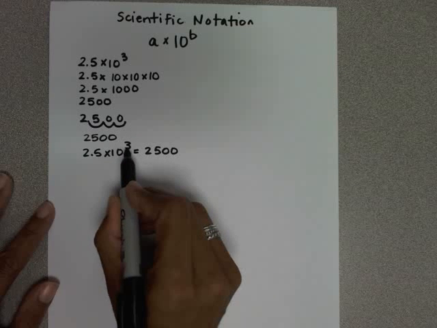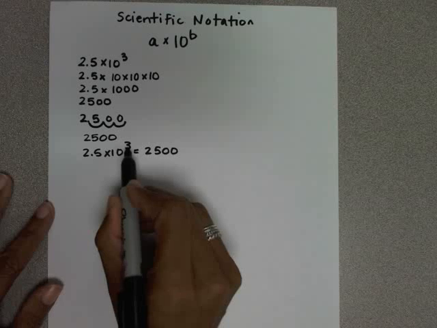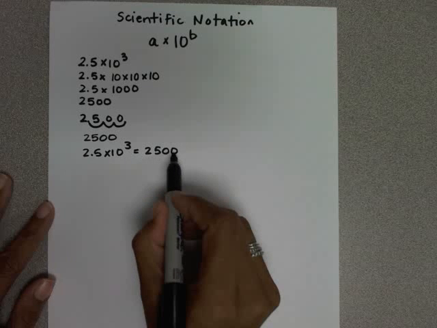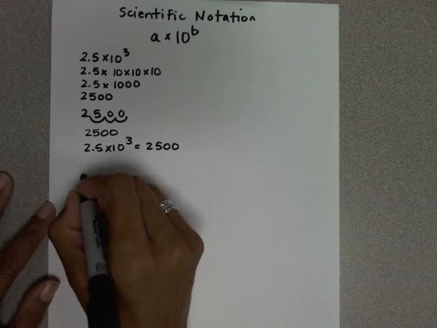The exponent is positive, and when you have a positive exponent, you're going to have a number greater than 1 when it's written in standard form. All right, let's look at another example.